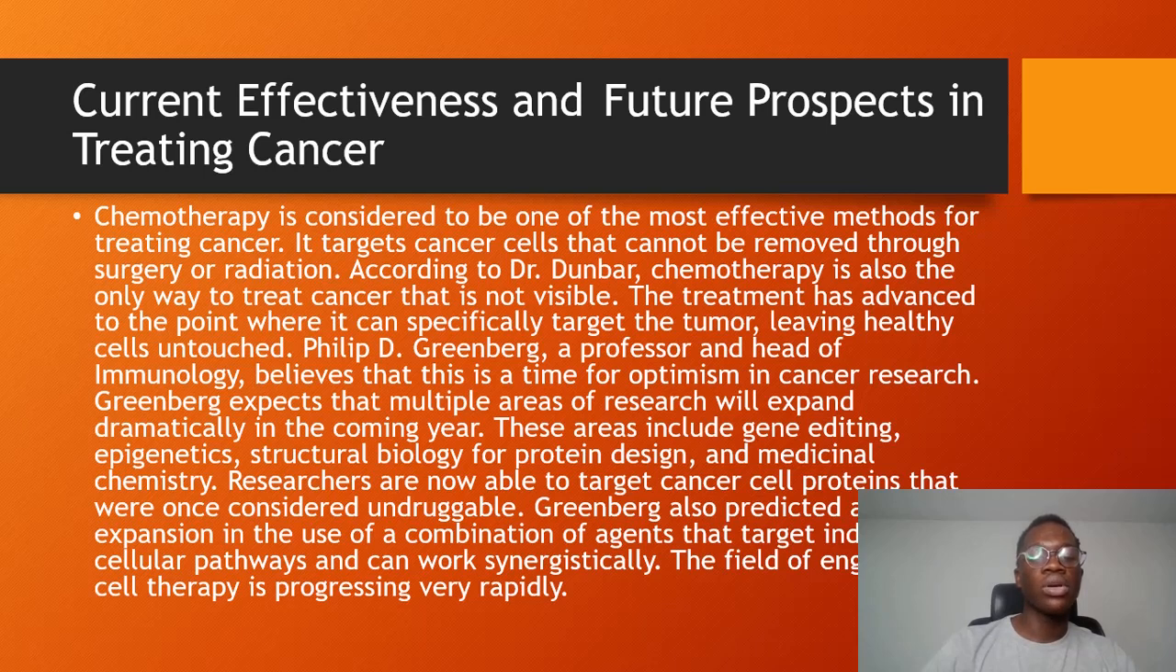Philip D. Greenberg, a professor and head of immunology, believes that this is a time for optimism in cancer research. Greenberg expects that multiple areas of research will expand dramatically in the coming year. Those areas include gene editing, epigenetics, structural biology for protein design, and medicinal chemistry. Researchers are now able to target cancer cell proteins that were once considered undruggable.